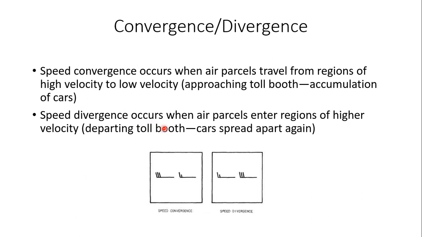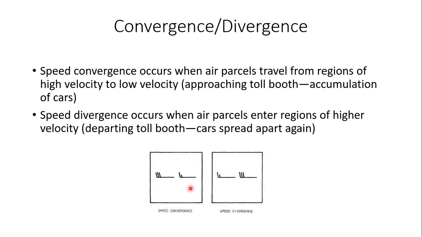On the other hand, speed divergence occurs when air parcels enter regions of higher velocity. So this would be the example of the toll booth again, except those cars out ahead are now picking up their speed again as they leave the toll booth, and you're still back there paying at the toll booth, and then eventually you come out of the toll booth and you start accelerating yourself. But in general, in this case, we have a 30-knot westerly wind, and then we have a 15-knot westerly wind. So 15 knots of wind blowing into 30 knots of wind. This results in speed divergence.